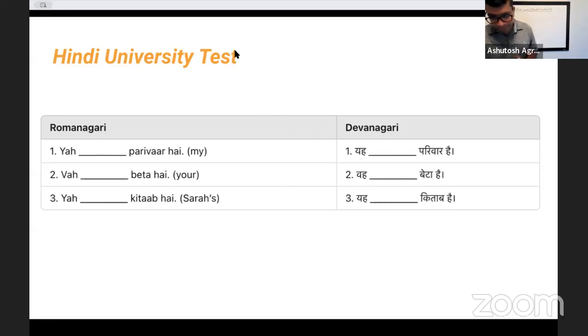On the third one, we have to write hers, her, your, or whose. We just have to write the name and the right thing that will follow the name.